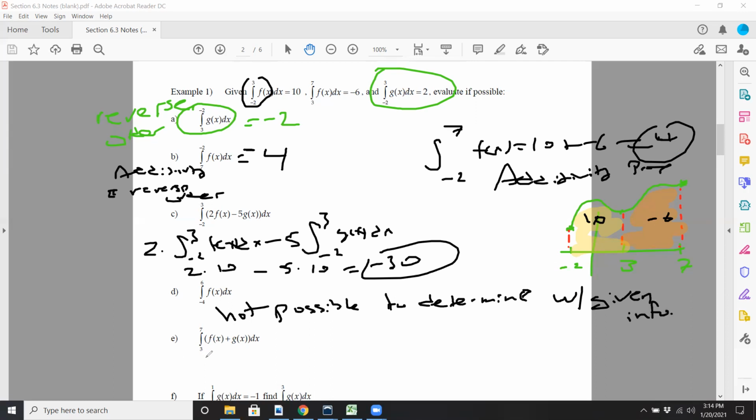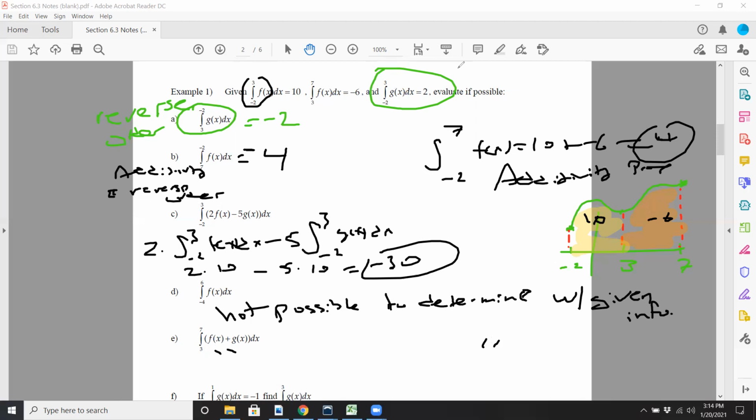Here we're going from 3 to 7 of f(x) plus g of x. Well, I don't know what's going on for 3 to 7 for g of x either. I know it's going from -2 to 3 of g of x, but I don't know what's going on from 3 to 7. So it's also not possible to determine with our given information. We just can't do it.